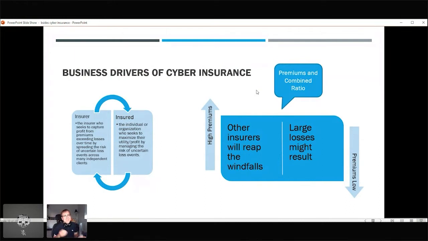very well. And the insured is basically somebody that seeks to maximize their utility or profit by managing the risk of certain loss events that they offset to the insurer. So it's basically risk transfer. At the end of the day, it's transferring risk from one party to the other.